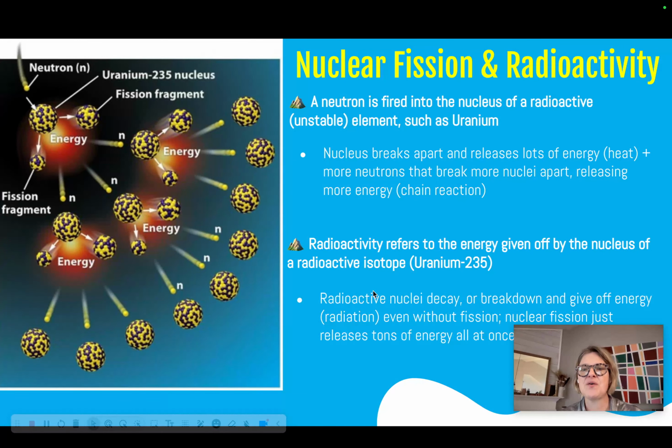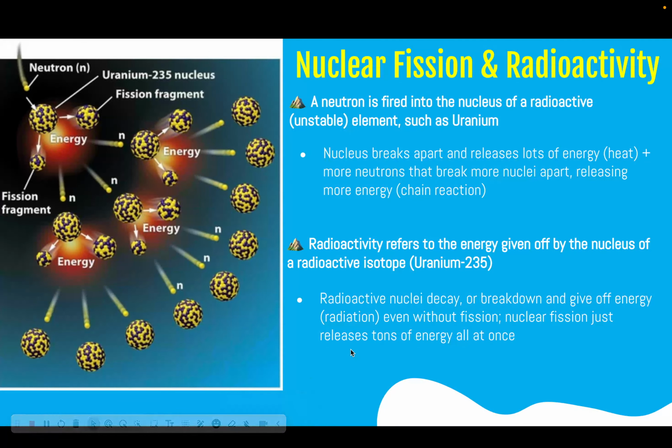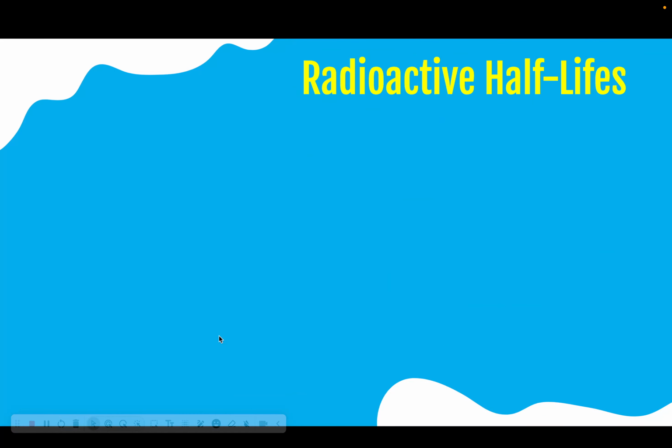And so radioactivity refers to the energy that's given off by the nucleus of the isotope. With radioactive elements, the nucleus actually decays or breaks down, and then that energy is released even without fission. This is just a natural process that happens. But we've discovered that we can actually collect that energy all at once by causing this to happen much more quickly than it would naturally. So that was a really important discovery when nuclear fission was discovered.